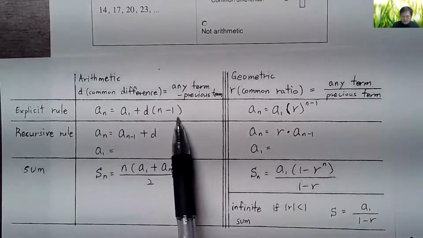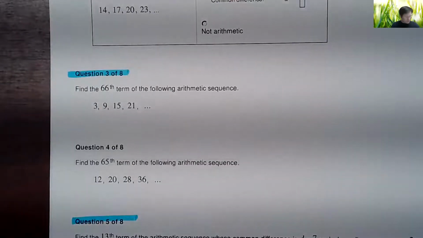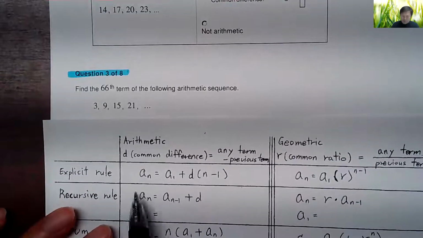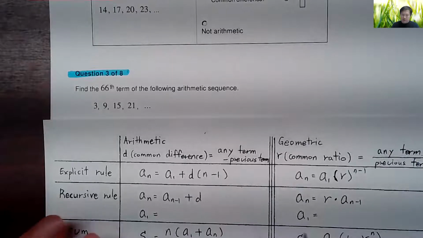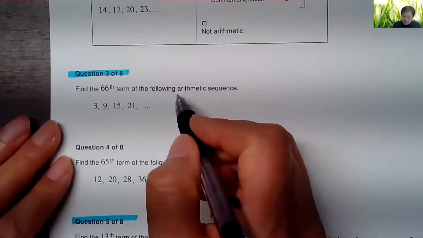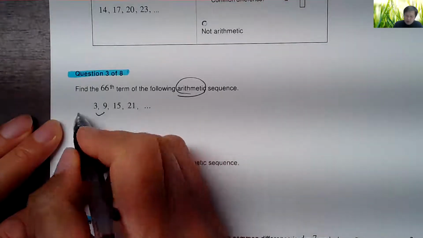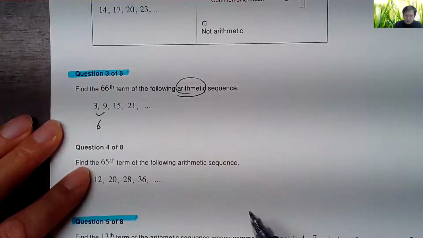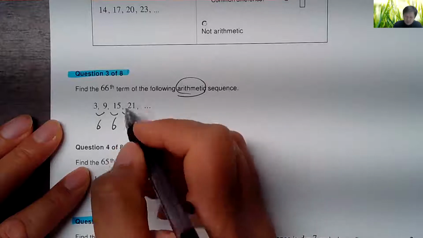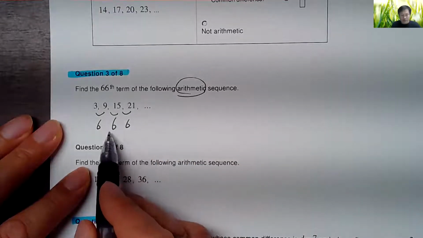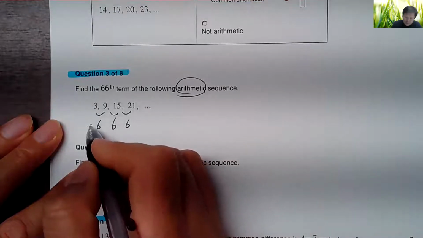So this is the formula you need to use for this particular question. So explicit rule formula, a sub n equal to a sub 1 plus difference, parenthesis, n minus 1. So they already told you it is an arithmetic sequence. Difference should be 9 minus 3, which becomes 6. 15 minus 9, which is 6. 21 minus 15, which is 6. You don't have to do all these three because they already told you it is arithmetic sequence. So once you get 6, that's a difference.